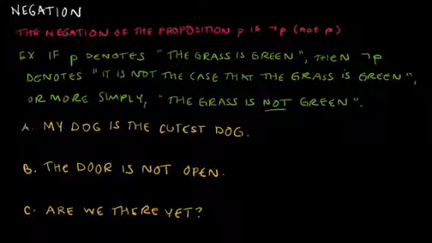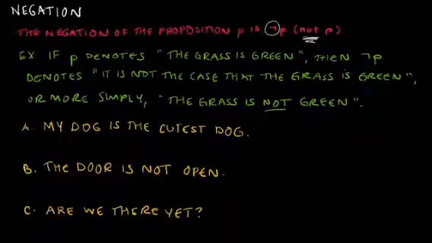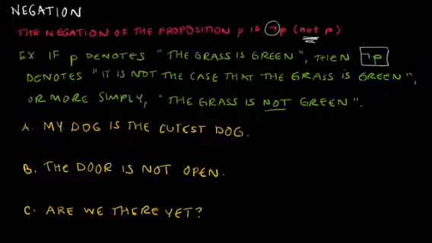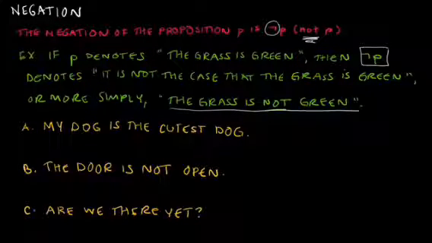The first connective is a negation, and again, the negation is "not," and this is the symbol that we would use. So the negation of the proposition P is not P. So example, if I say P denotes the grass is green, then not P denotes it's not the case that the grass is green. Now, it's silly to write it that way, so we don't. Instead, we say the grass is not green.